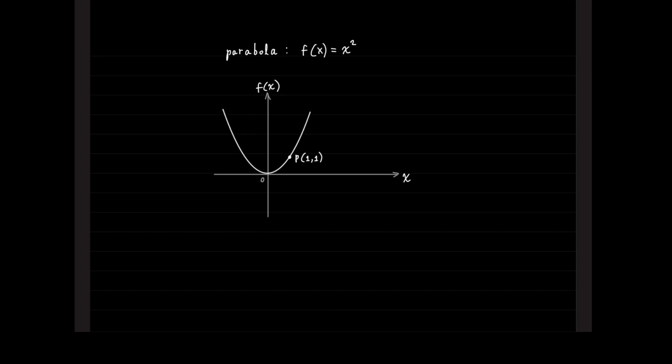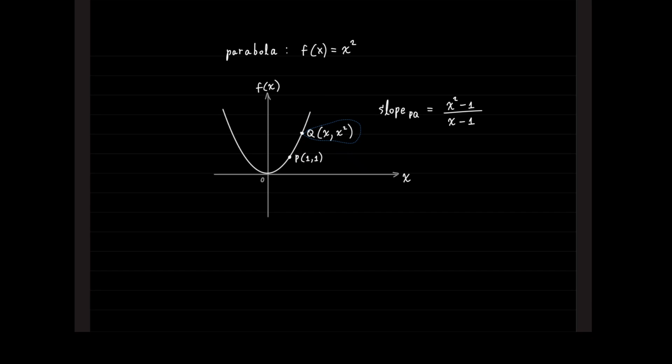Let's take a look at a parabola, which is defined by the function f of x equal to x squared. If we were to find the slope, or the tangent line, at point P here, suppose we have another point Q anywhere along this curve, which corresponds to x and x squared. The slope between the points P and Q will be defined by this equation right here.